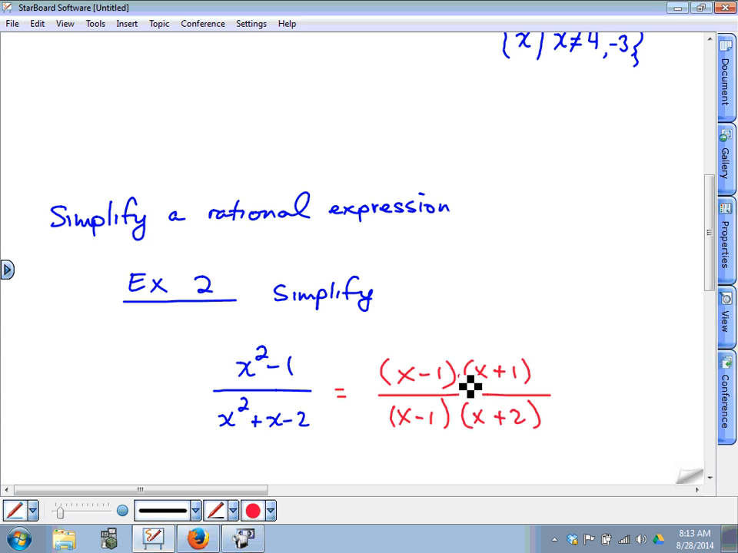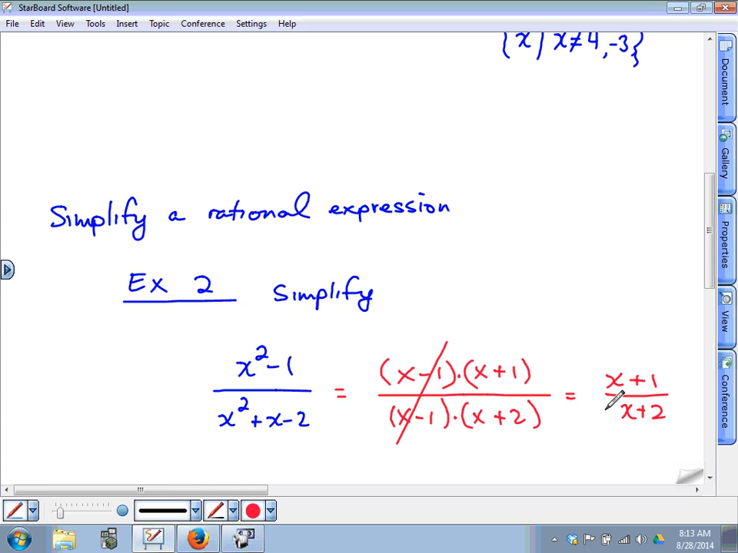And we have an x minus 1 factor, and over here we have an x minus 1 factor. You can cancel out the common factors, but you can't just cancel out pieces of an expression. Common factors, yes. Does that mean we can cancel it out when they're multiplying? Yep, exactly. So now we have x plus 1 divided by x plus 2.